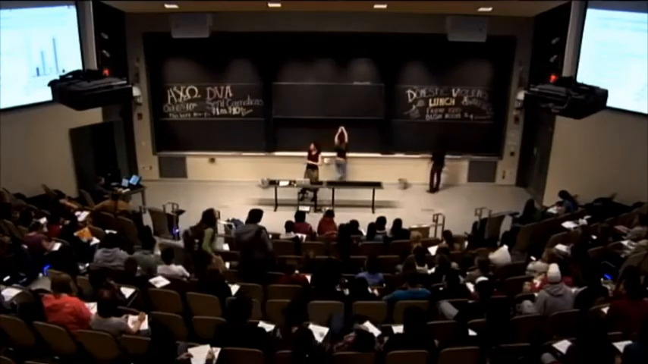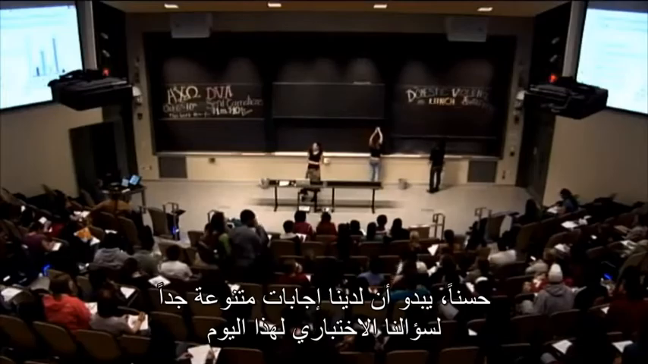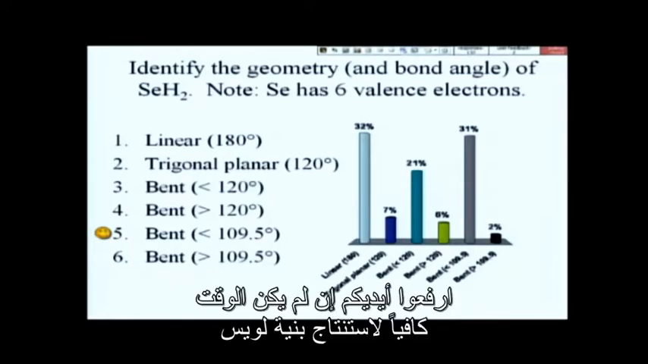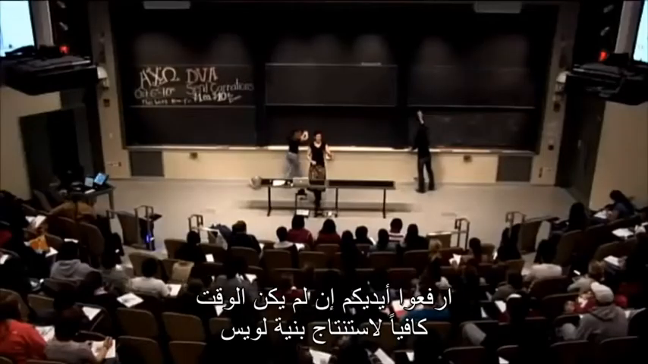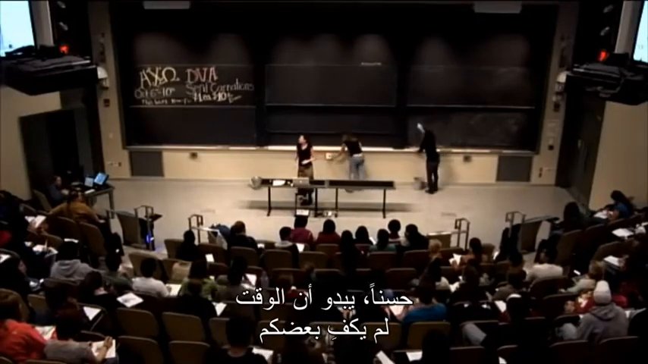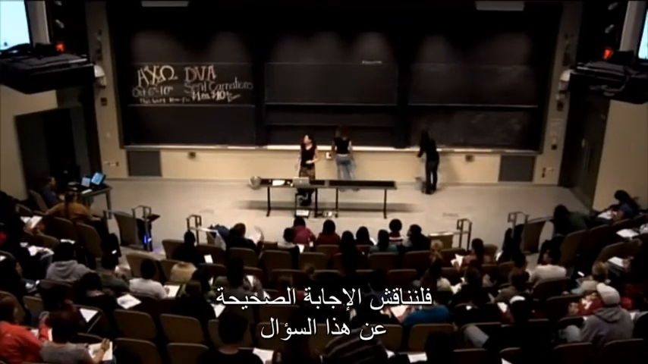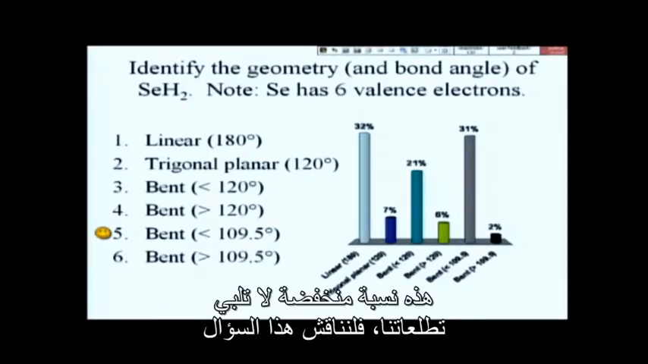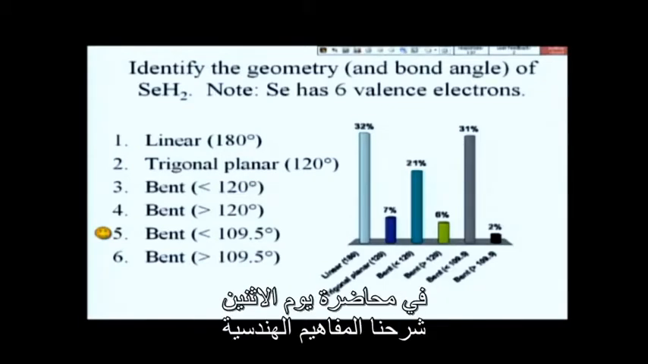All right, so it looks like we have a very mixed response in terms of the answer to the clicker question today. Raise your hand if you didn't have time to figure out the Lewis structure. Okay, so that accounts for some of you. Let's go over the correct answer to this question. So who got the right answer? 31% of us. This is not the kind of percentages we're looking for, so let's go over this.